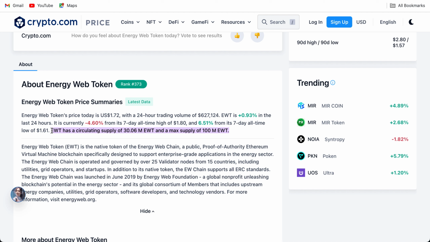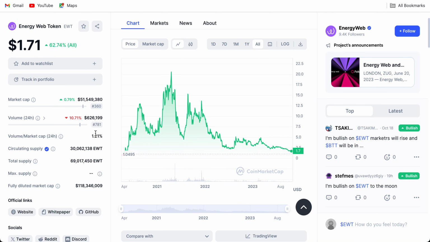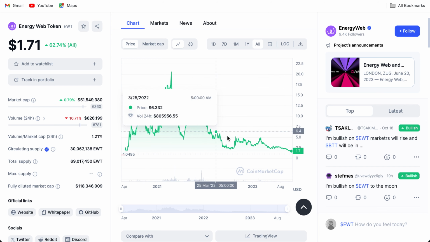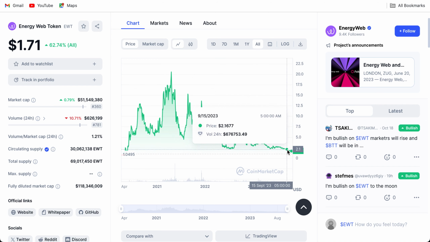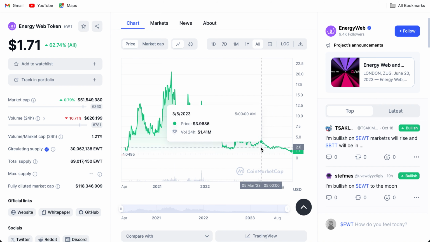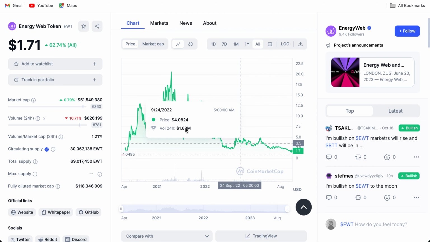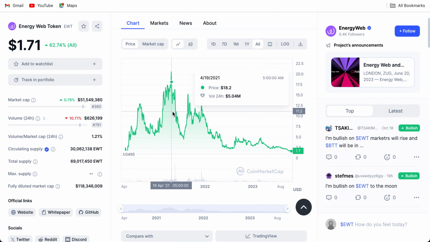Basically, the EWT has a circulating supply of 30.06 million EWT and a max supply of 100 million EWT. So this brings us to a circulating supply of around 30%. So yes, let us check the volume. Volume is good, has been good, and I think it has fallen now, but it was good at the start of the year, 1 million, and at the peak of the bull run, 9.20 million.